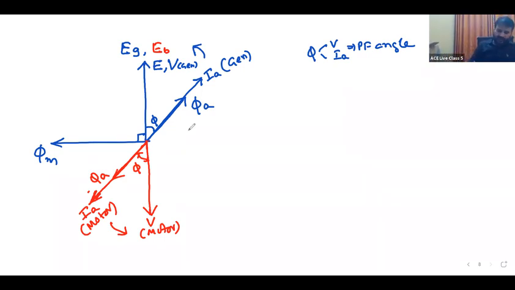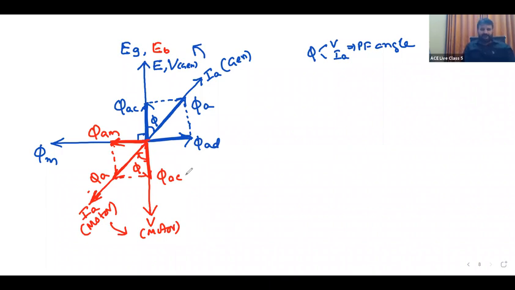Now divide that into two components. Phi A can be divided into two components. What is this component? Phi AD for the generator. This is phi AC. Whereas for the motor, this is one component and this is another component. What is it causing? Phi AM. This is phi AC.